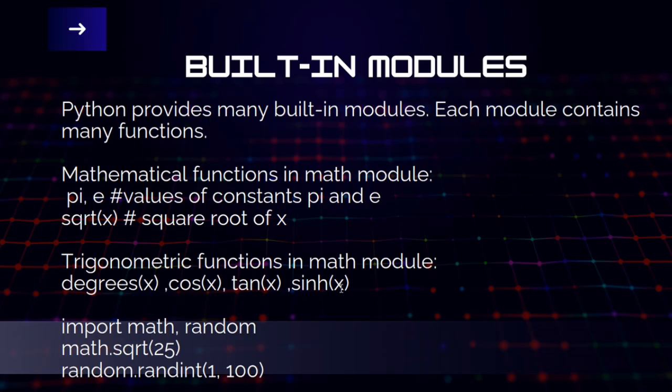So, to use these functions defined in a module, we need to import the module using the import statement. Here, math and random modules are being imported. So, we can use the functions inside math and random. For example, math.sqrt(25) will give the square root of 25, and random.randint in the range 1 to 100 will generate a random number.